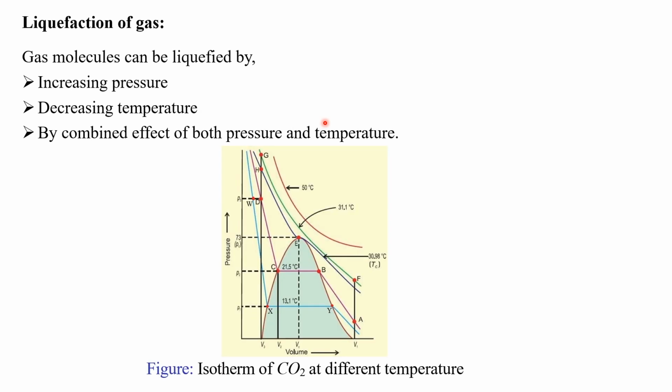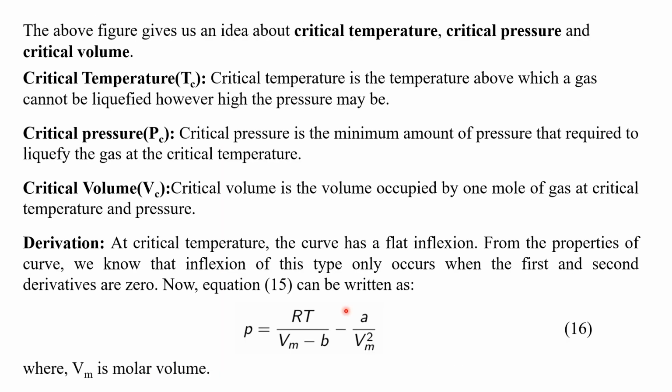Then we consider liquefaction of gases. Gas molecules can be liquefied by increasing pressure or decreasing temperature, or by both. If we plot pressure versus volume, we get this kind of curve, the isotherm for CO2 at different temperatures. The above figure gives us an idea about critical temperature, critical pressure and critical volume.